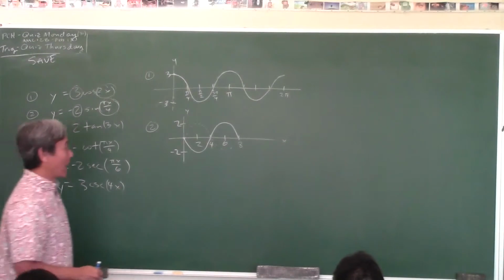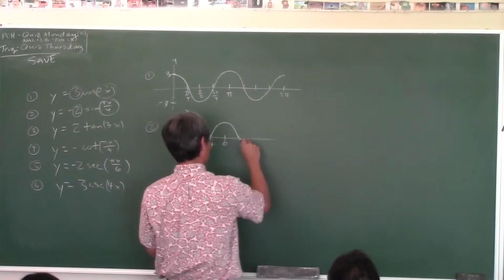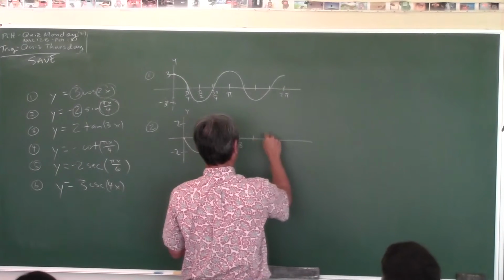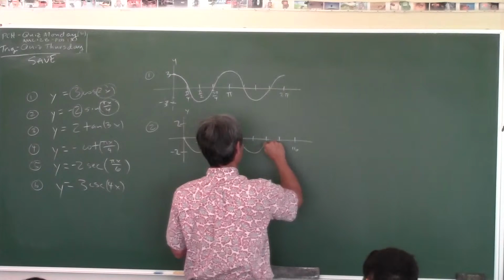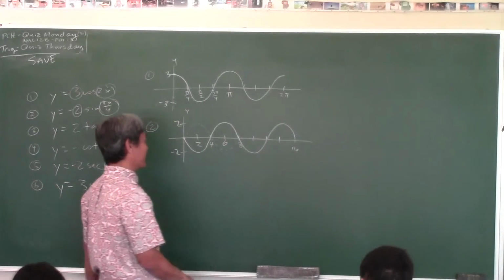2. 2, and then we need 2 periods. So we need 16, and then just continue, copy and paste. Woo! Now I got 3 out of 3. So easy.